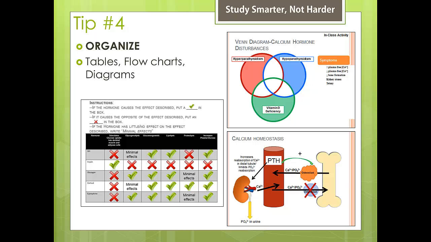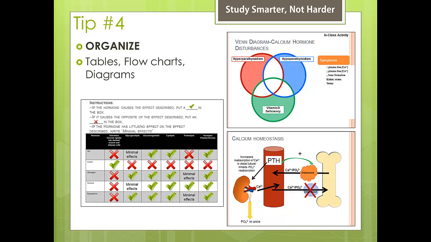So anytime you can take your notes, put those aside, get out your own piece of paper and make a new diagram or make a comparison chart. This is going to help you to really master the material in a much easier fashion than if you're just reading and trying to memorize isolated facts.